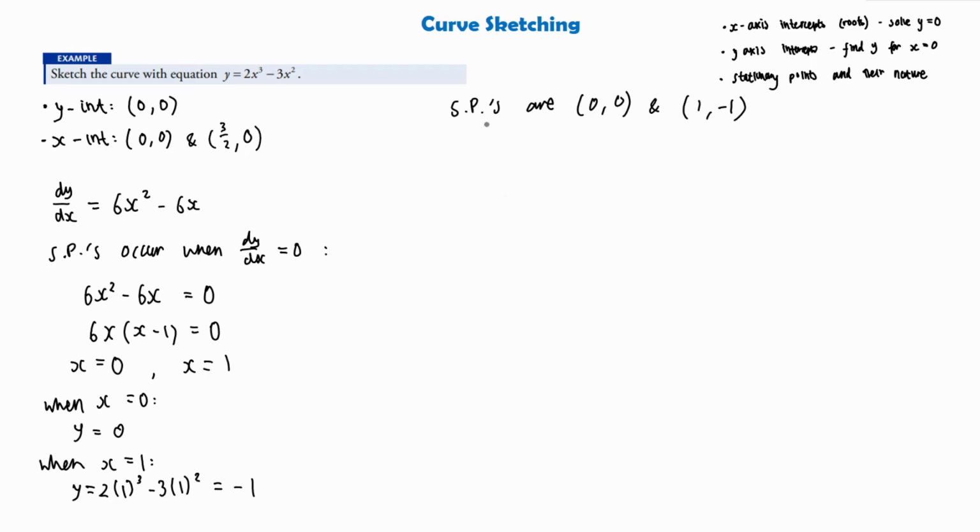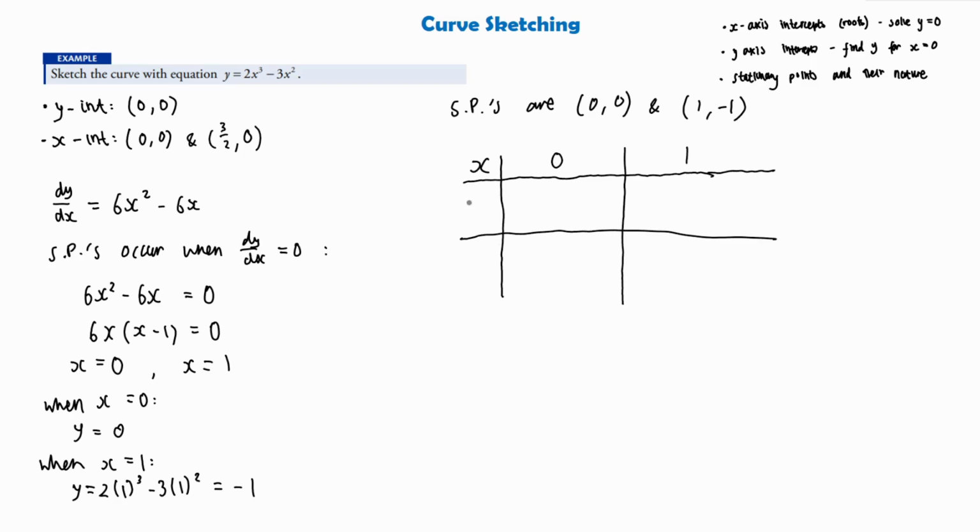The last thing to do when we've worked out the stationary points is determine their nature. So we do our nature table. So for our x coordinates, we have 0 and 1. So just label them down for us. And we want to work out dy by dx of each of these points, and then therefore what the graph is going to look like.